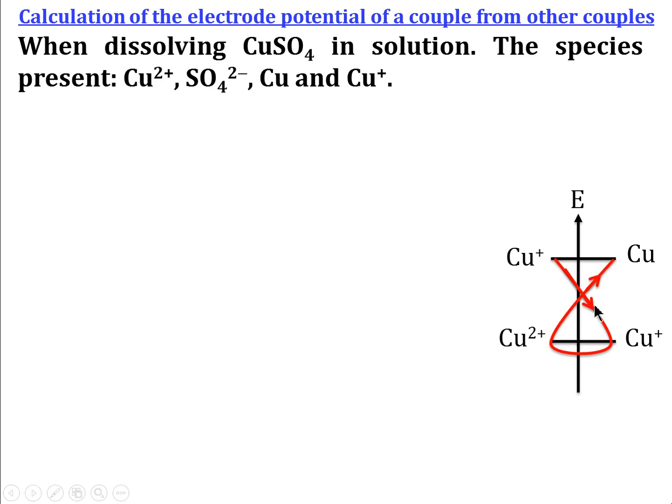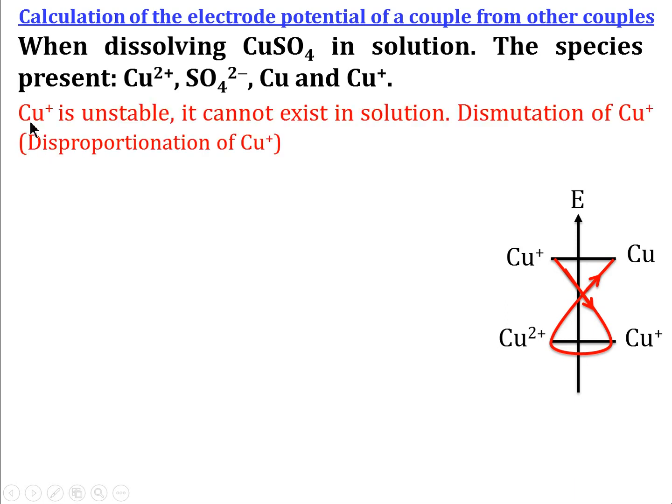According to the arrangement of the couples in increasing order of potential E, the couple Cu2+/Cu+ has E greater than Cu+/Cu. And Cu+ is an oxidant in one couple and a reductant in another couple, so Cu+ is an ampholyte. But according to the gamma rule, Cu+ reacts with itself, the other Cu+, to give Cu2+ and Cu. In this case, Cu+ is unstable and it cannot exist in solution. We talk about this mutation of Cu+, or disproportionation of Cu+.